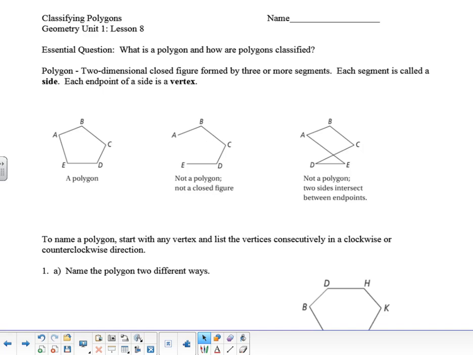Hello, geometry students. Mr. Zacek back and better than ever here with Unit 1, Lesson 8. And today we want to answer this question: what is a polygon and how are polygons classified?